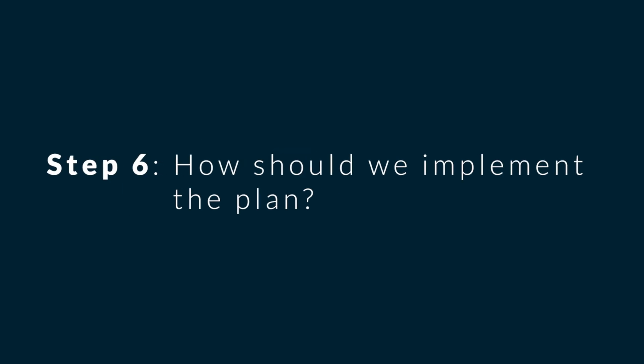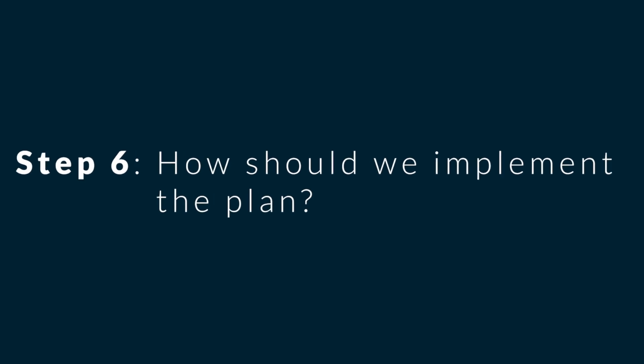And number 6, how should we implement the plan? So now, you've started with the problem all the way to solutions. And so there is the question of how do we now implement that? And one of the ways, as you're coming up with your plan and implementation and all that, there's going to be the question of assigning people responsibilities. Okay? And this is where the RACI matrix comes in.